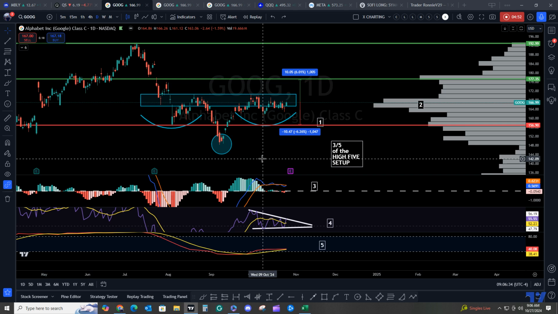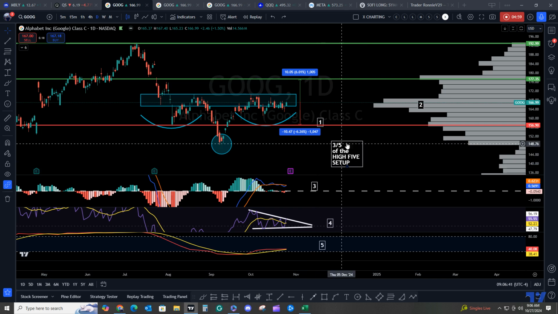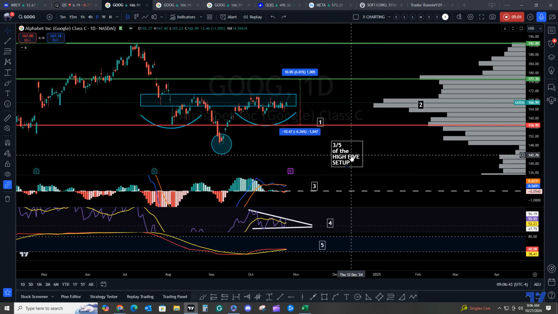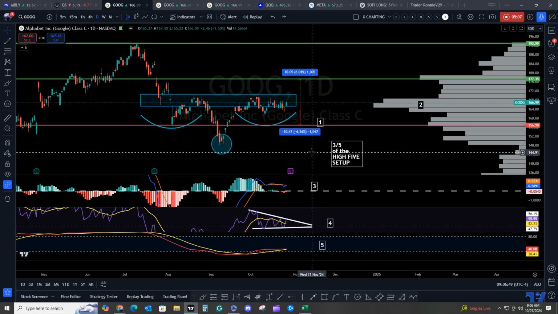You're not going to bet 1,000%. That's just not how this game works. But you want to get as many probabilities on your side, which is why I created the High Five setup that I personally created, backtested, and used, and it's very successful. I've had an 80% plus win rate on this strategy.